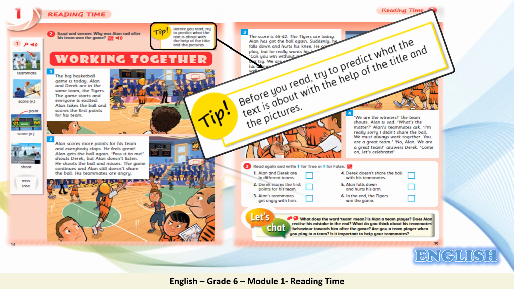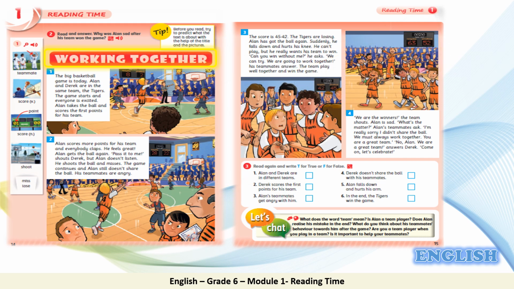Let's start with the title. Working together. What can you predict from this title? Thank you. Working together means that we are going to read about a team or few people working together. Good job. Now let's move to the pictures. And let's start with picture number 1. What can you see? It's a basketball game. Excellent.